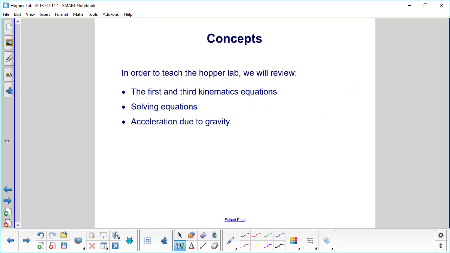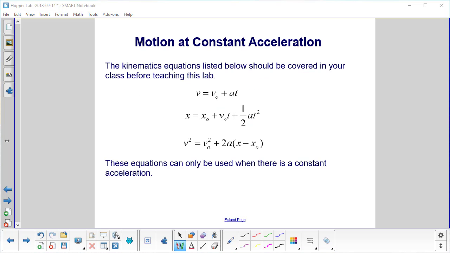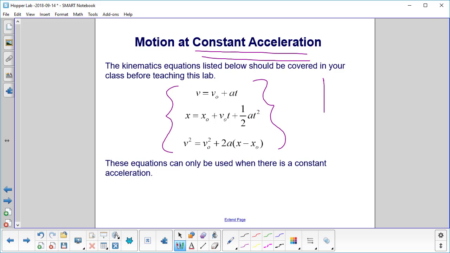We'll now review the first and third kinematics equations, how to solve equations, and then talk about the acceleration due to gravity. The three main kinematics equations are right here, and you should teach these before you do the lab. And make sure you emphasize that all three of them require a constant acceleration. If the acceleration changes, you can't use these. But fortunately, the only acceleration present in this lab is the acceleration due to gravity, and that is a constant, at least near the surface of the Earth.